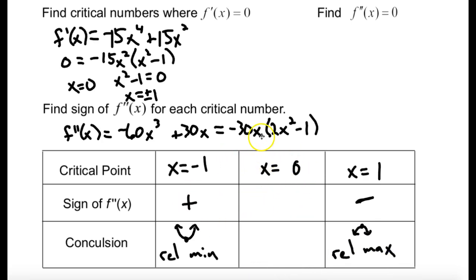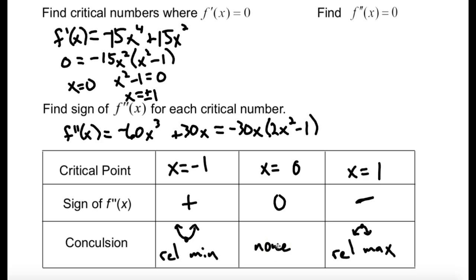Now let's do 0. So if I plug in 0, I get 0 times negative 1, which is 0. Right? So the sign of my second derivative is 0. If that's the case, if both my first and second derivative equal 0, we can't draw any conclusion. Okay? And that is what we had in the chart on the front.